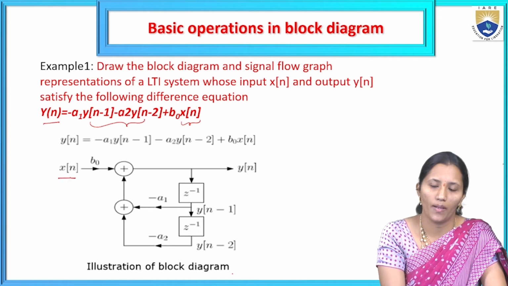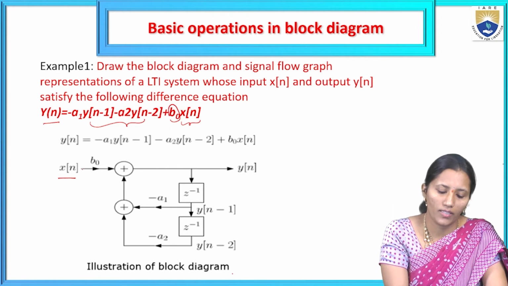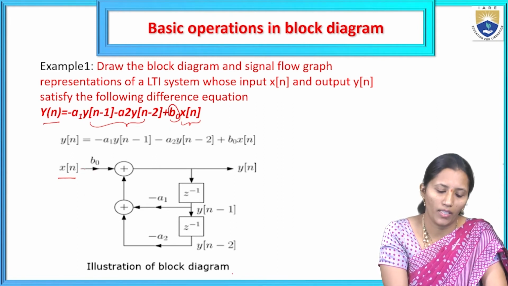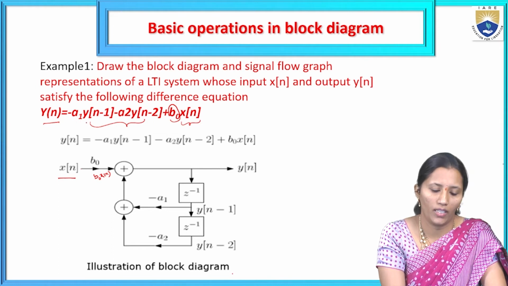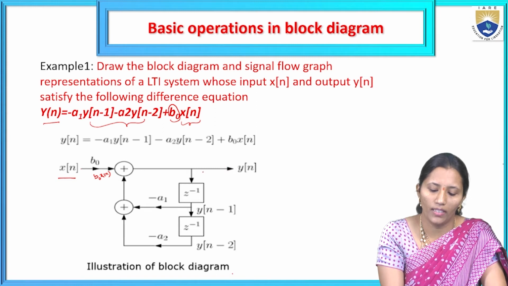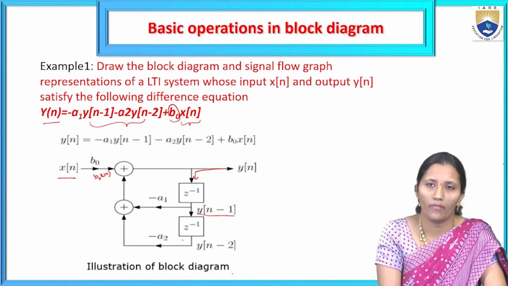So first take the input, and the scalar multiplier for the input is b naught. We multiply x of n by b naught, so here we get b naught x of n. What other terms do we get here? y of n minus 1 and y of n minus 2. So we take y of n, and to get y of n minus 1, we give that to one delay unit. That is represented in the block diagram by z inverse. So z power minus 1 is applied to y of n, and we get y of n minus 1.